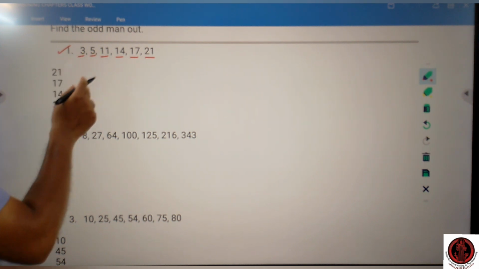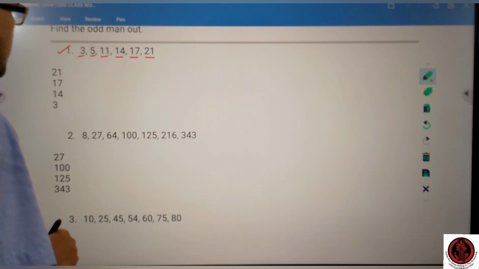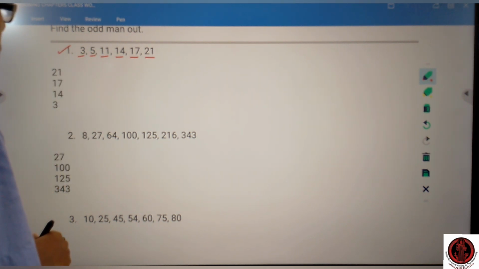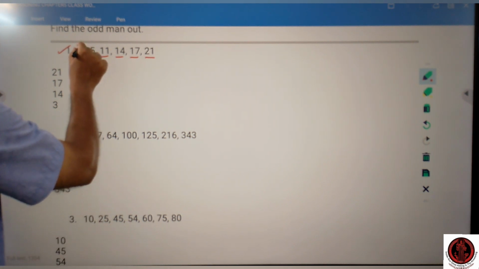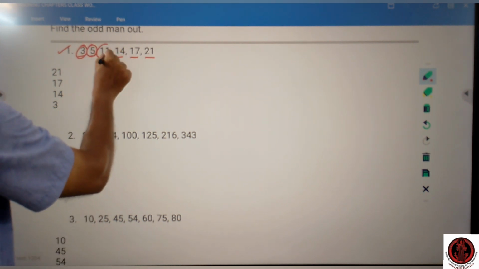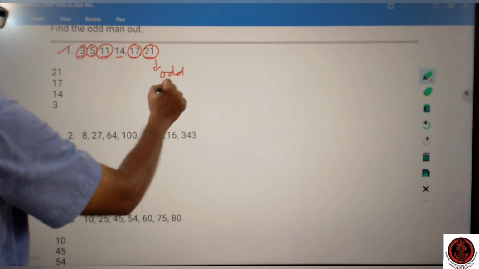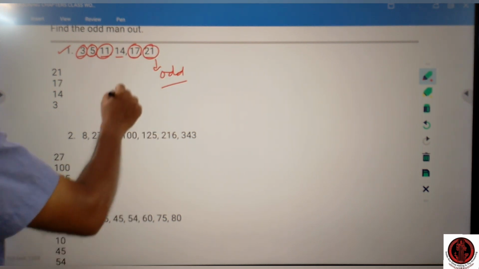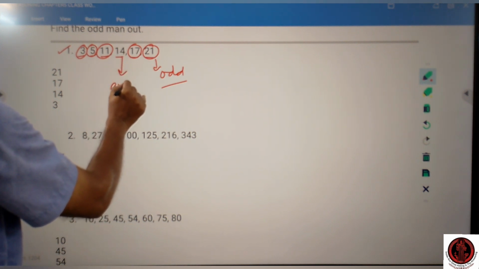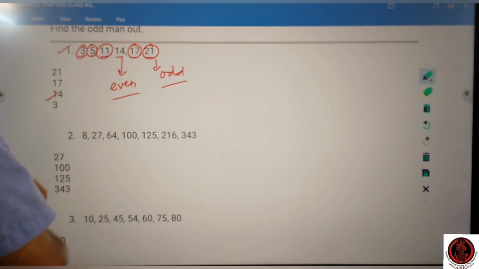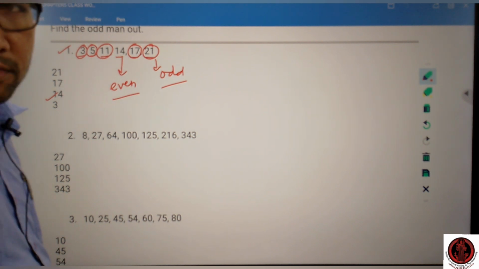Now if you look at the numbers, 3, 5, 11, 14, 17, 21, all the numbers are odd. Only this 14 is an even number, so 14 is the odd one. Okay.